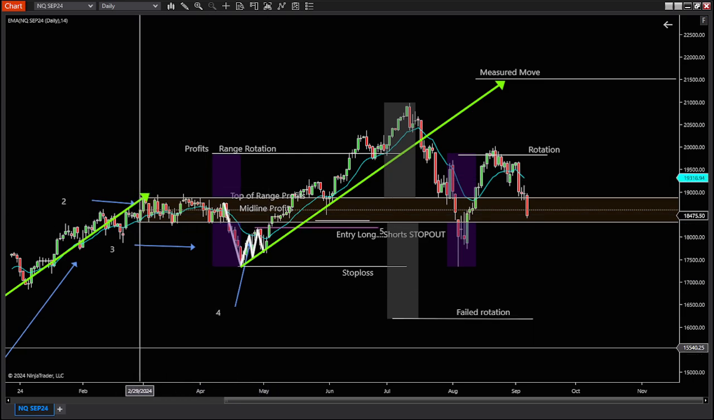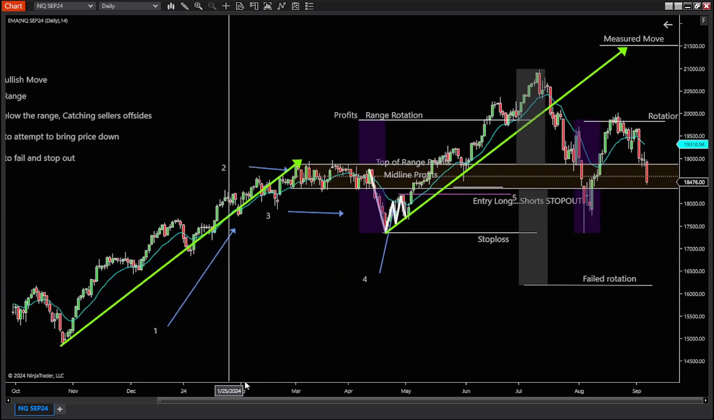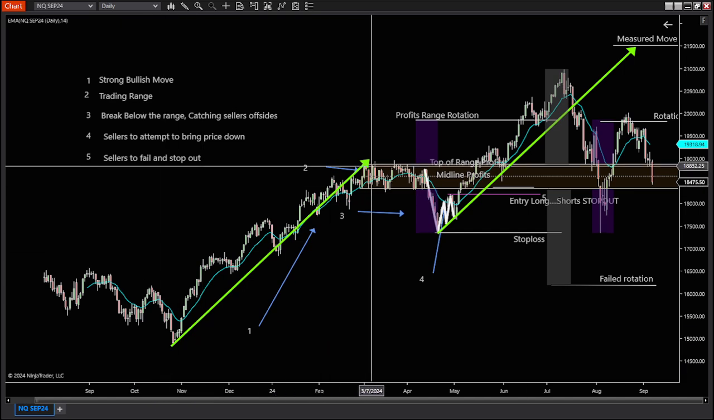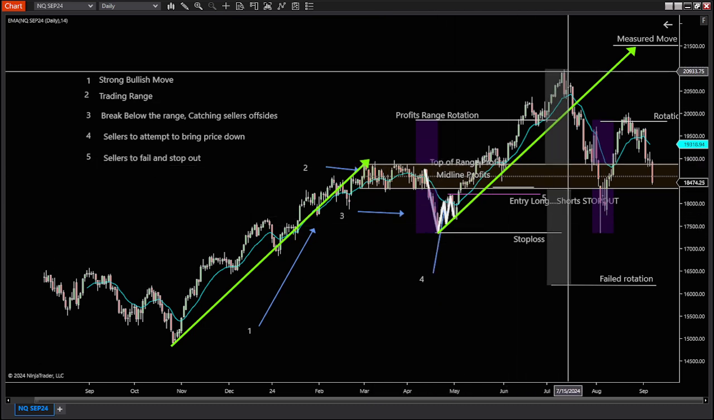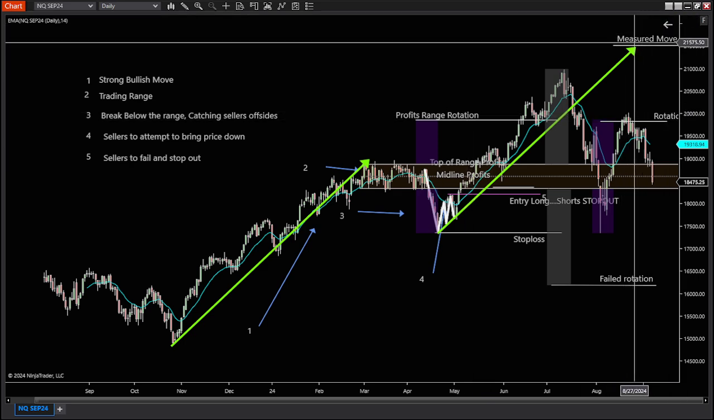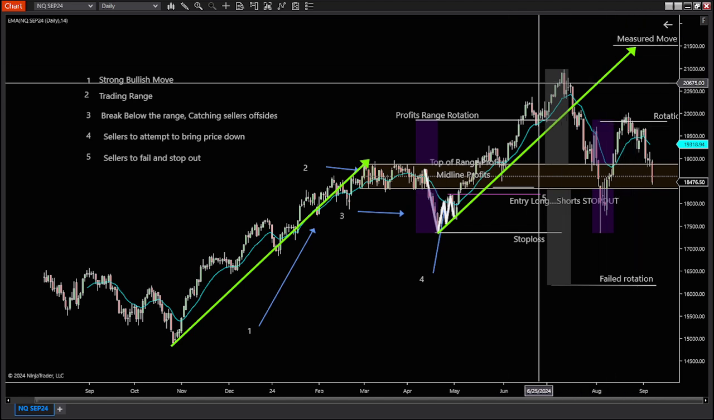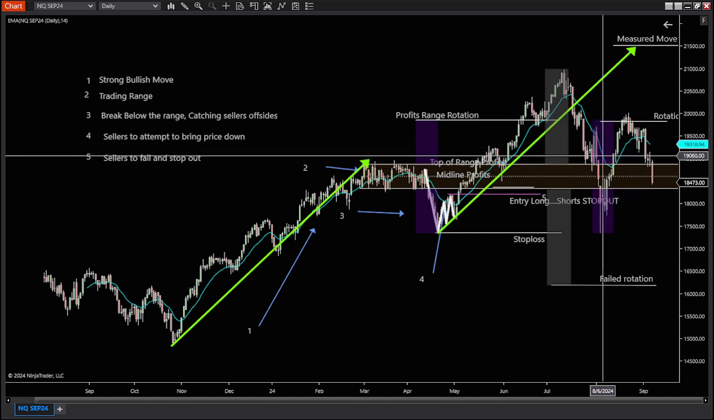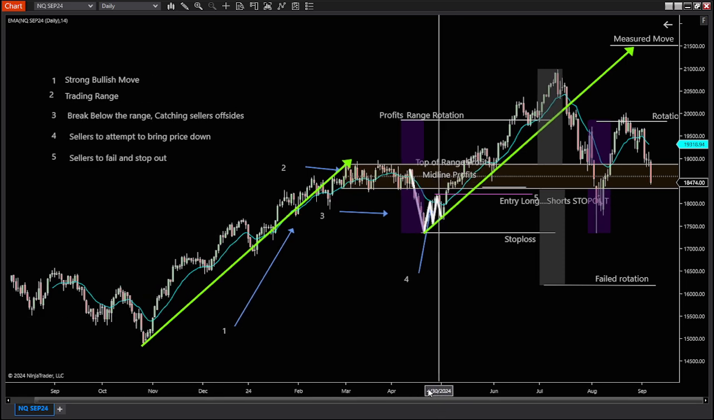That's how I do these steps here. Strong bullish move, trading range, break below, slingshot up. My profit targets on the way up. The ultimate final target would be up here, which failed, and then we get those range rotations. Simple. That's how I do it.